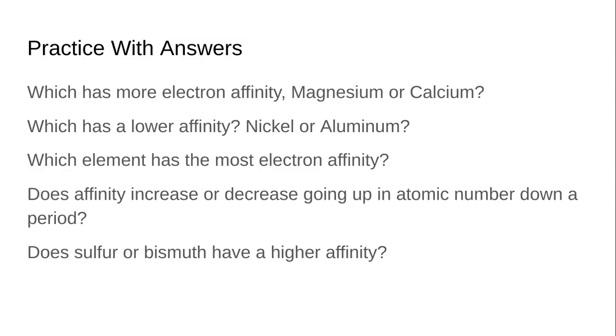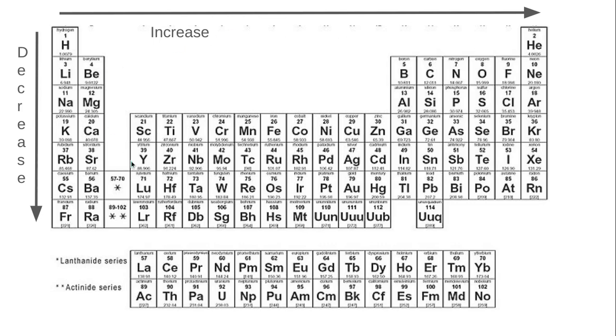And then, does sulfur or bismuth have a higher affinity? Sulfur right over here, and then bismuth would be right here. So which one has a higher electron affinity? Once again, we can follow this, and we see that bismuth is lower than sulfur and also farther back. We can also follow it using that same type of thing, so decreasing. So we see as decreasing, we go across and decrease. We see bismuth there first, which means it has lower electron affinity.